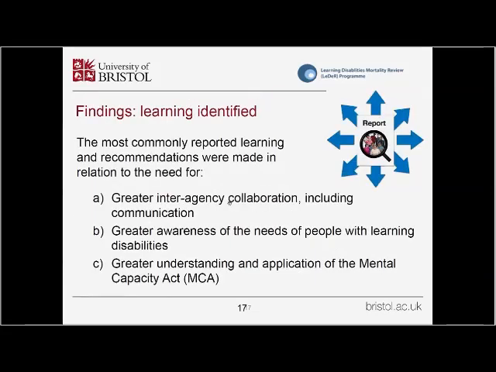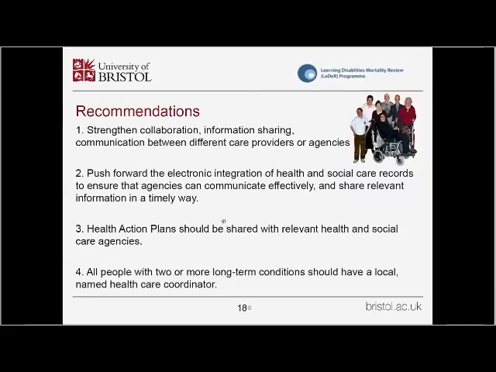The next slide shows some of the learning that's been identified as a result of the mortality reviews. Looking at the 103 completed reviews, the most commonly reported learning and recommendations were made in relation to the need for greater interagency collaboration, including communication, greater awareness of the needs of people with learning disabilities, and a greater understanding and application of the Mental Capacity Act. And these are broadly similar issues that have been identified in previous reports dating back a decade or more ago, which is hugely disappointing. The next slide shows some of the recommendations that we've developed.